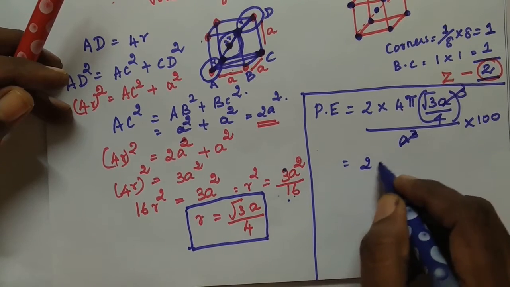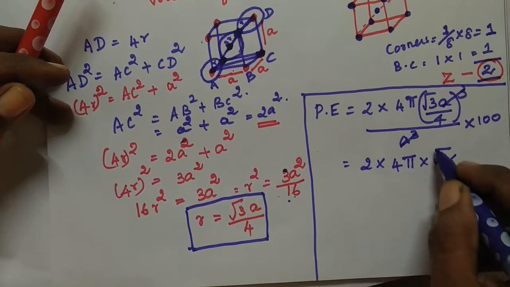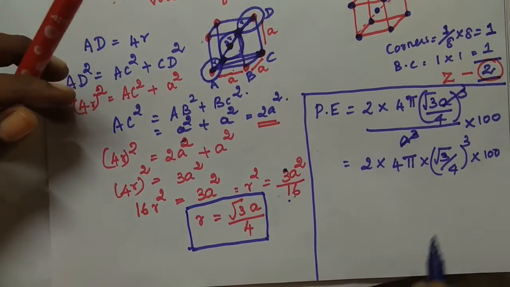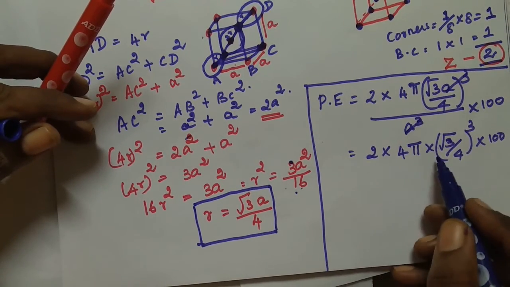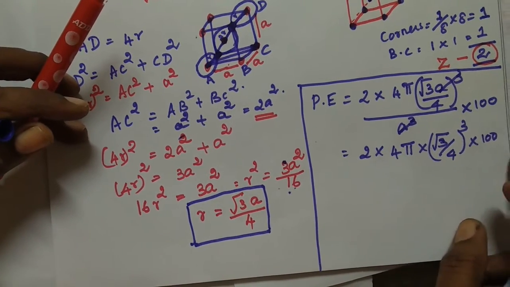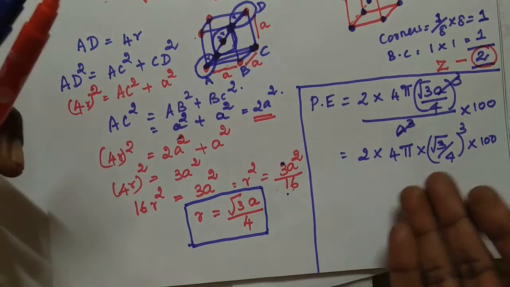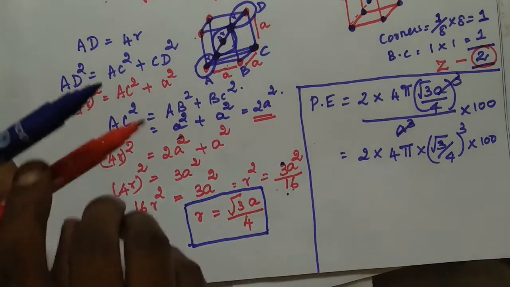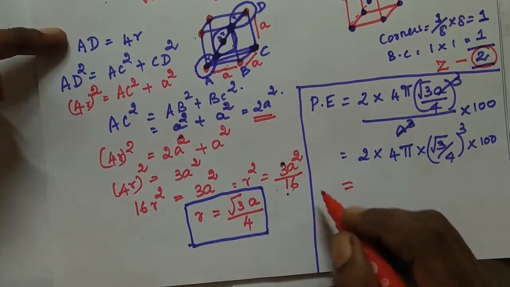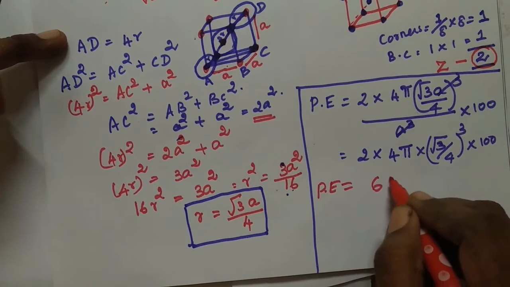Now I can write down the value as 2 into 4 pi into root 3 by 4 the whole cube into 100, because the A cube has been cancelled. So now we got 2 into 4 pi into root 3 by 4 the whole cube into 100. If I do so, taking the pi value as 22 by 7 or 3.14, then you can find out the value of this packing efficiency of a cubic cell. When you do so, you will get the value which is equal to 68%.